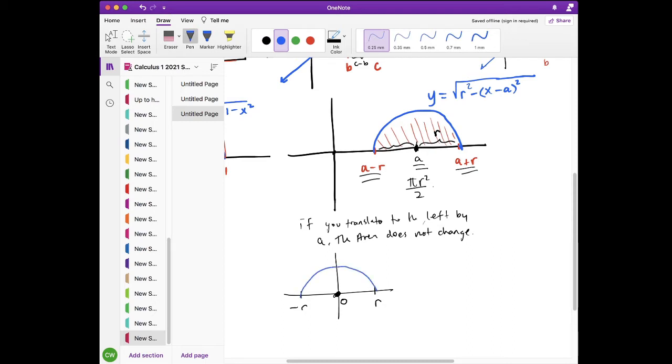Now, how do you view that in terms of the function? What do you do when you do left translations? If you translate to the left by a, how do you change the function? Do you remember how to do left translations?